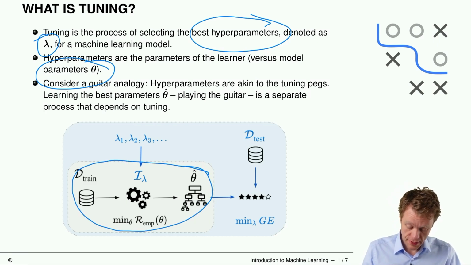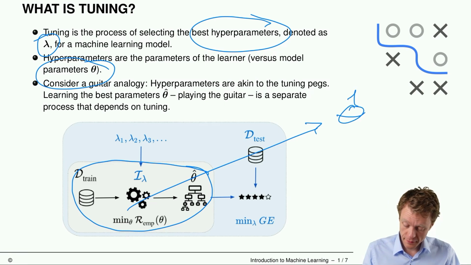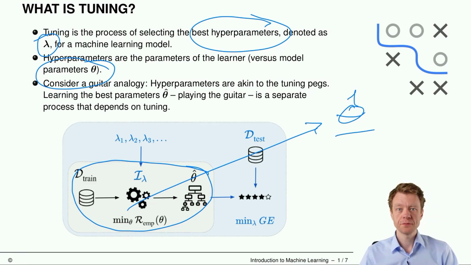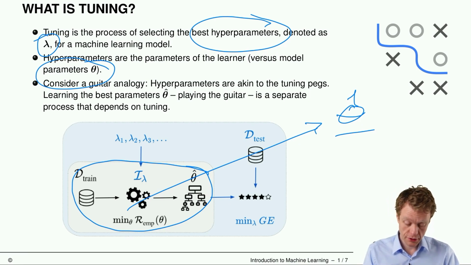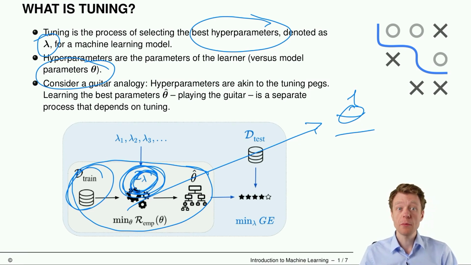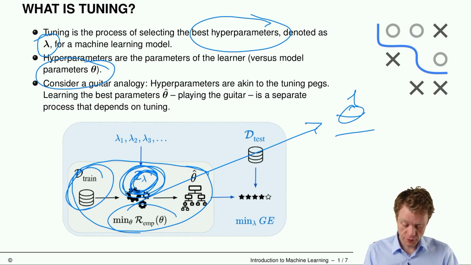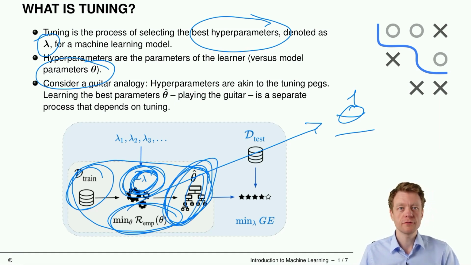The inner process is about finding the best parameters theta hat. You already know that you need some training data, you need a learner and learning algorithm, and in this learning algorithm you have to fix beforehand the hyperparameters lambda. And when you have the training data and the hyperparameter configuration, then you can use, for example, empirical risk minimization to find the best parameters of the model. So in this example here, find the best split points for a classification or regression tree. So then in the end, you have your trained model.